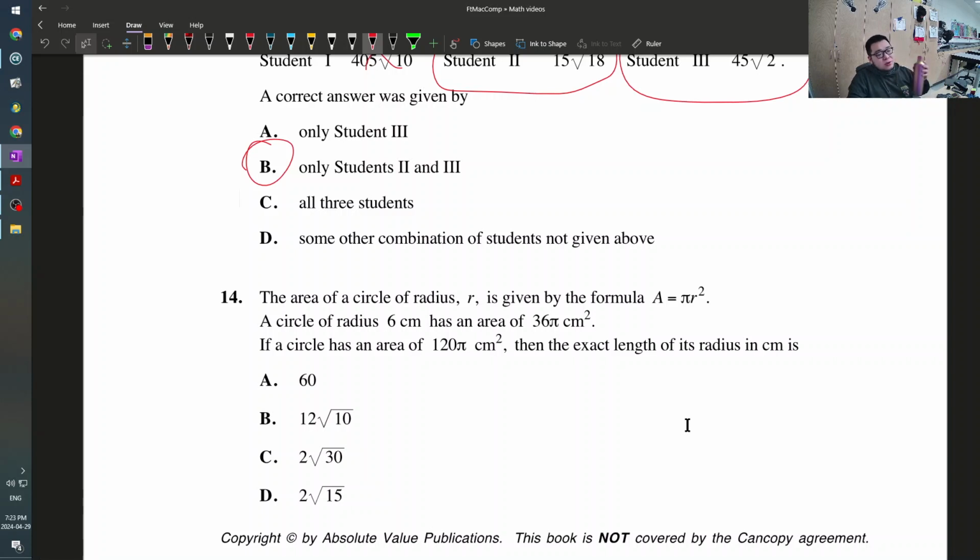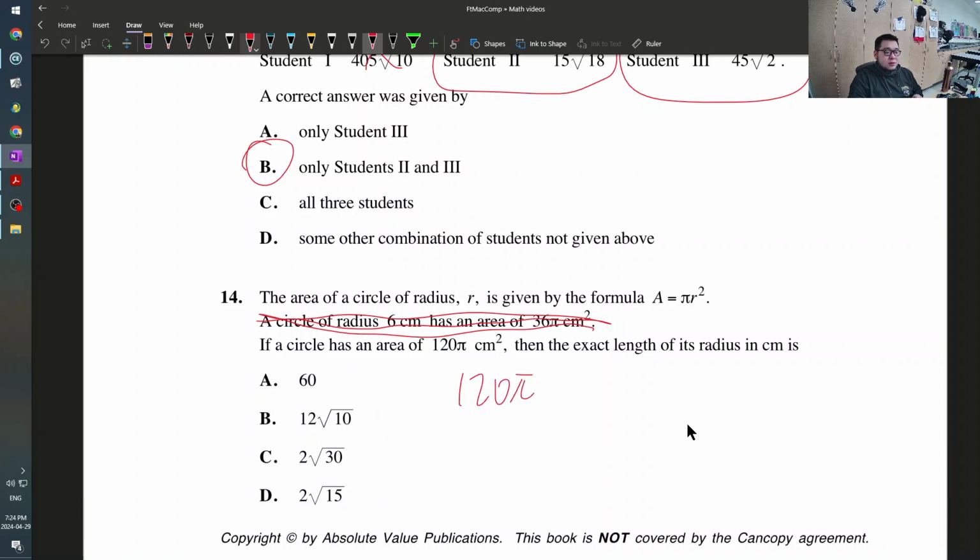The area of a circle with radius r is given by the formula A is equal to pi r squared. The radius of a circle is 6 centimeters and area of 36 pi. Okay, this is irrelevant. If a circle has an area of 120 pi centimeters squared, the exact length of the radius is. So if you don't know how to do this, use the formula, calculate out which of these answers will give 120 pi, but I'll solve it algebraically.